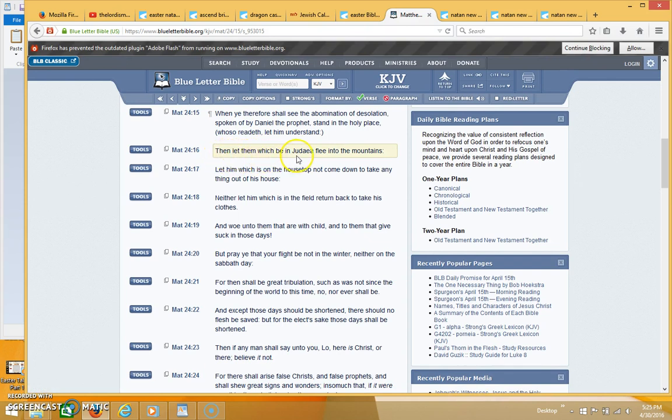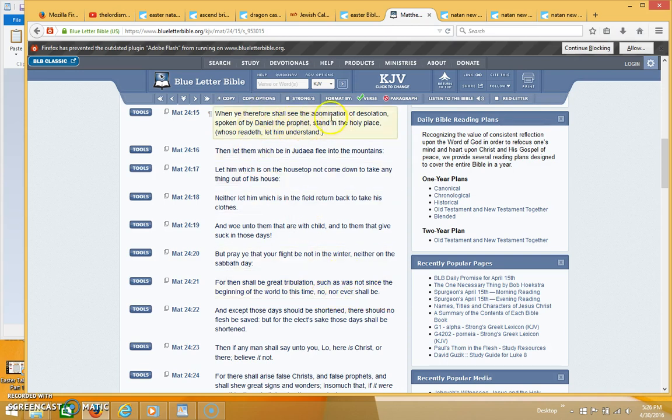Then let them which be in Judea flee into the mountains. Let him which is on the housetop not come down to take anything out of his house, neither let him which is in the field return back to take his clothes. And woe unto them that are with child, and to them that give suck in those days. But pray ye that your flight be not in the winter, neither on the Sabbath day, for then shall be great tribulation, such as was not since the beginning of the world to this time, no, nor ever shall be."